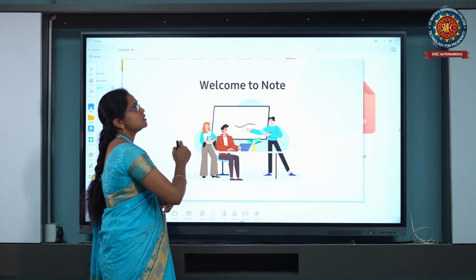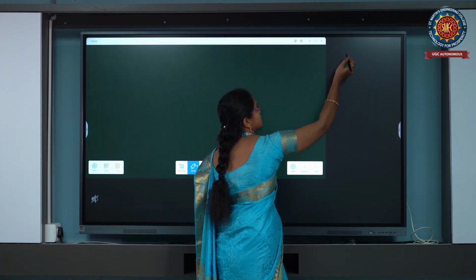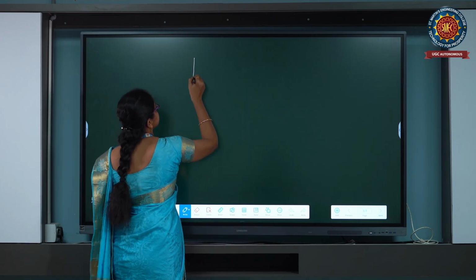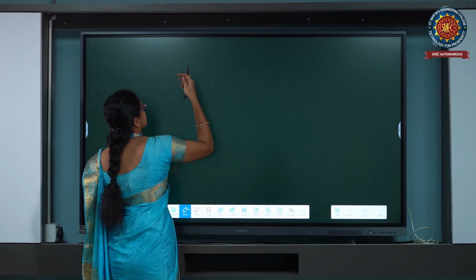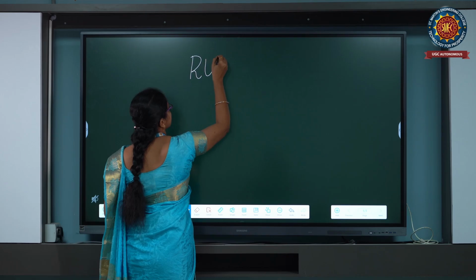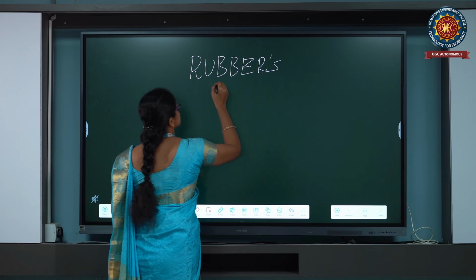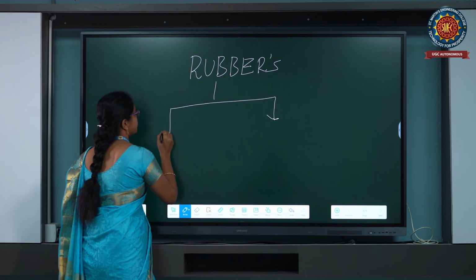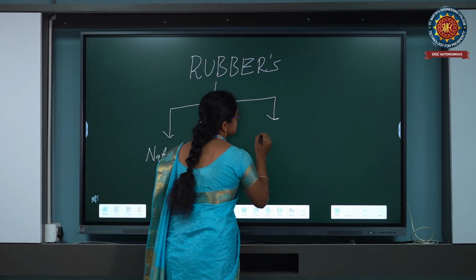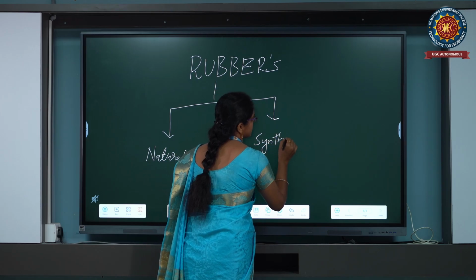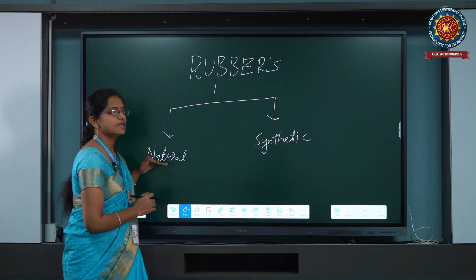Rubbers are two types. You have natural and synthetic rubbers. Now you discuss the rubbers. Rubbers are two types, natural and synthetic. Okay, now discuss completing the natural.